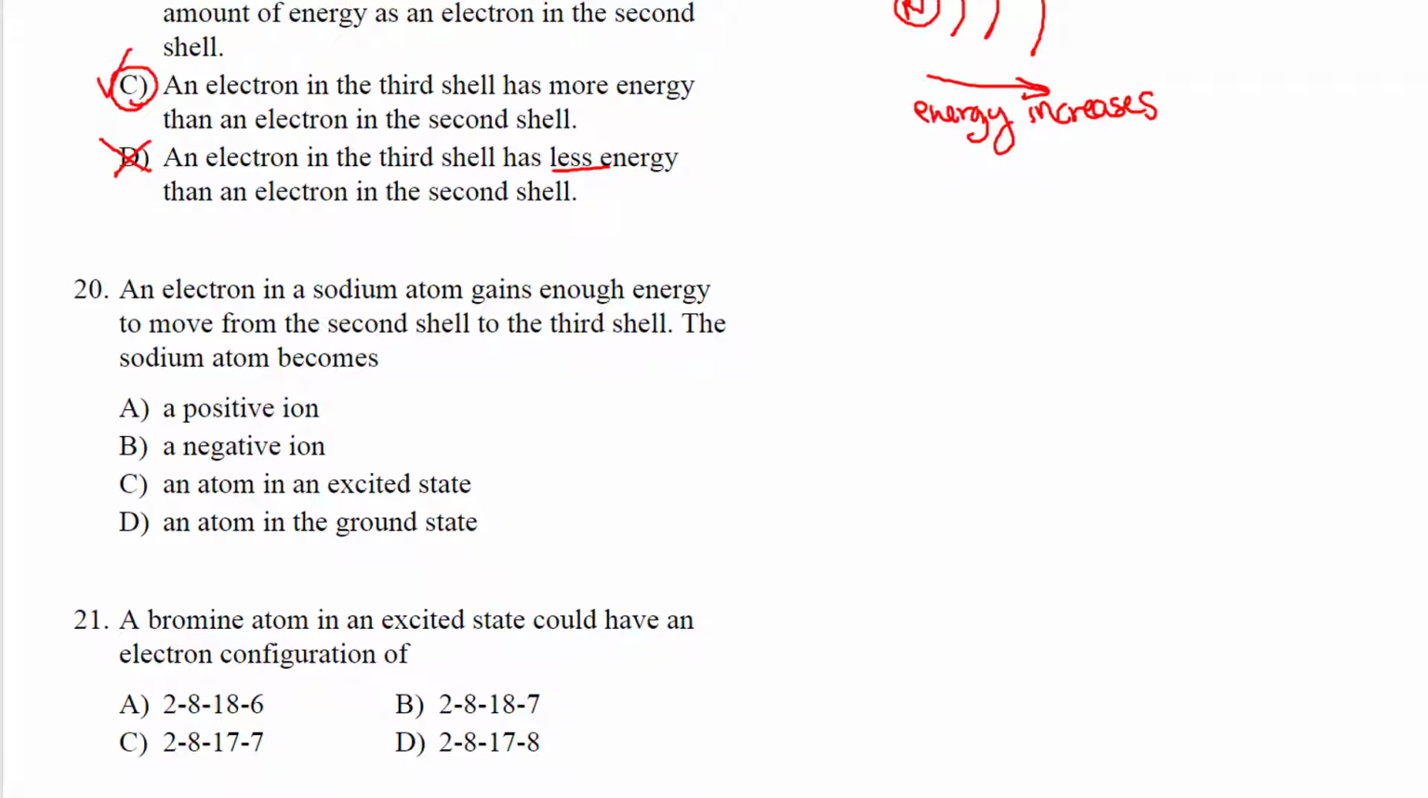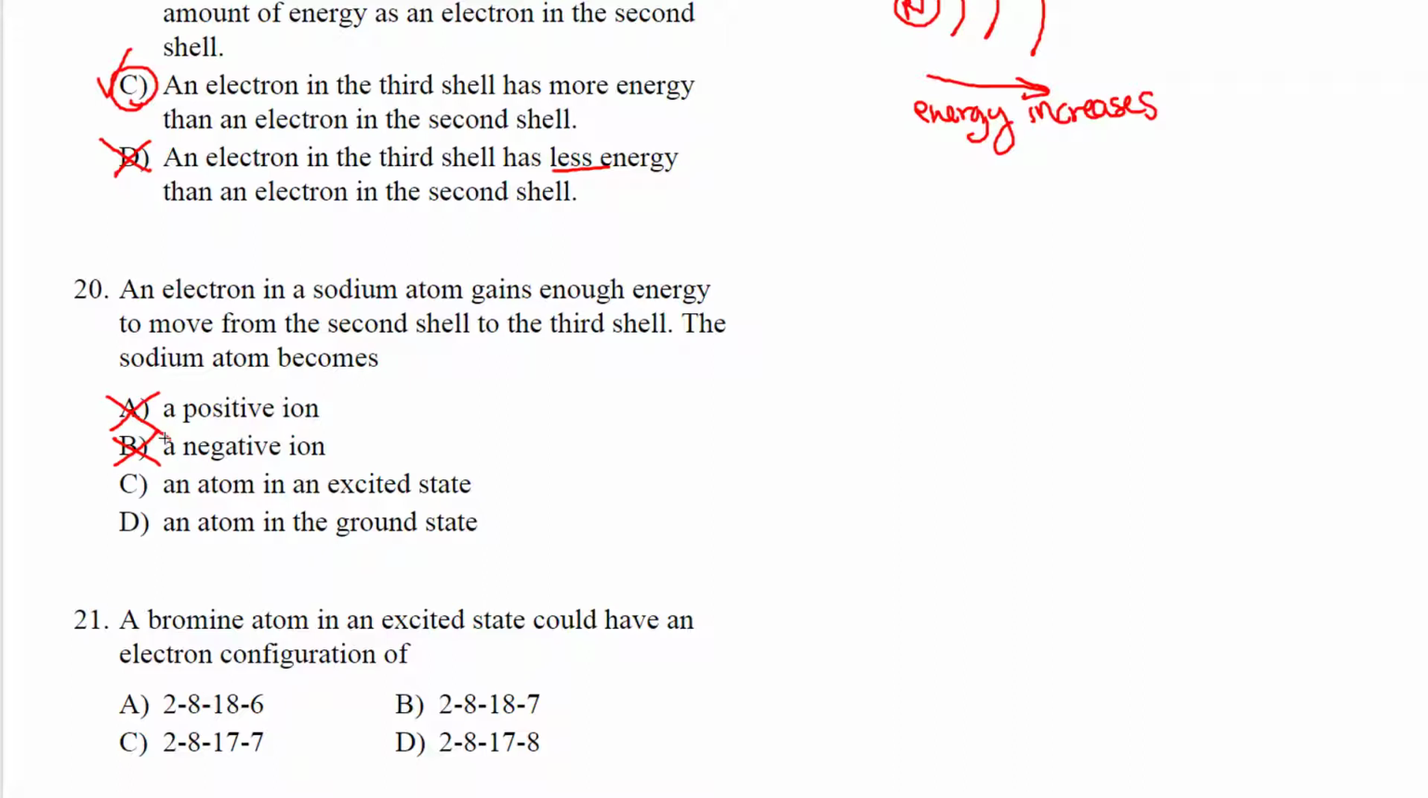20. An electron in a sodium atom gains enough energy to move from the second shell to the third shell. The sodium atom becomes what? Is it A, a positive ion, B, a negative ion, C, an atom in the excited state, or D, an atom in the ground state? So let's break down our answers.